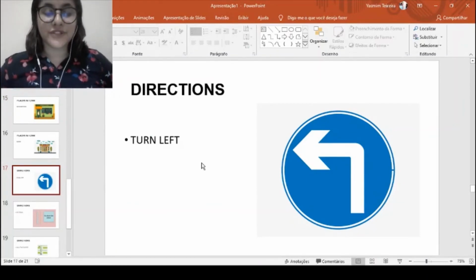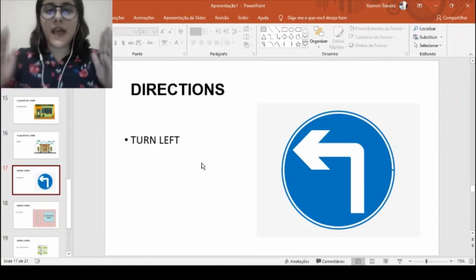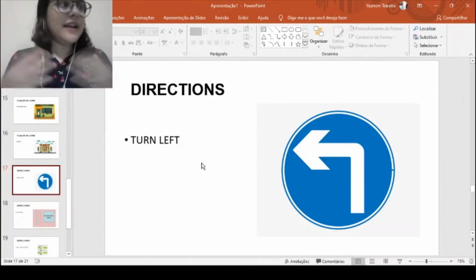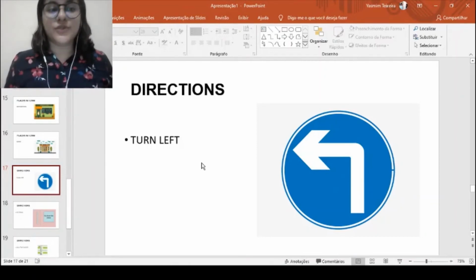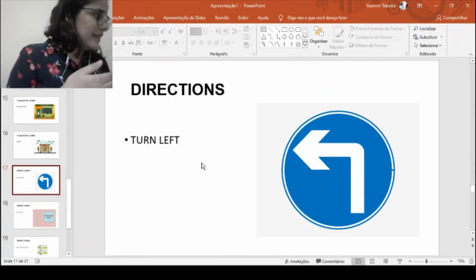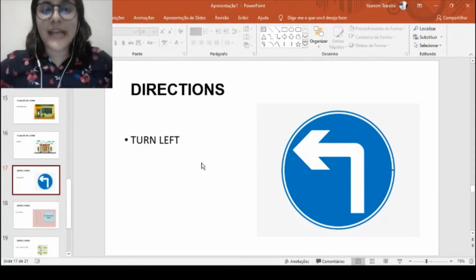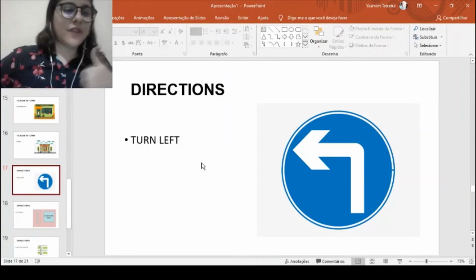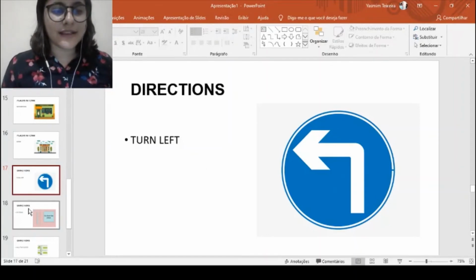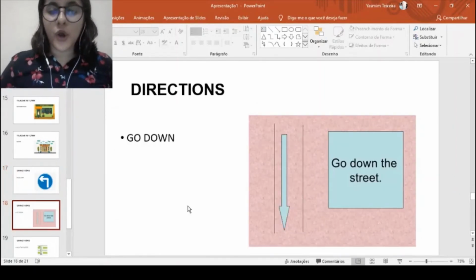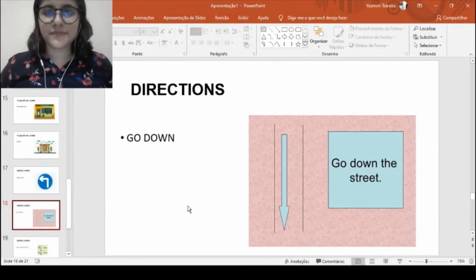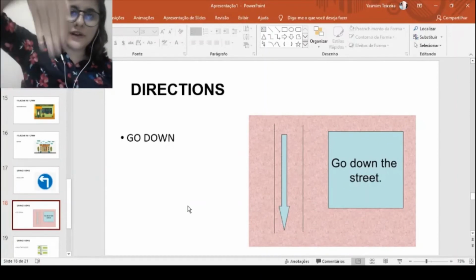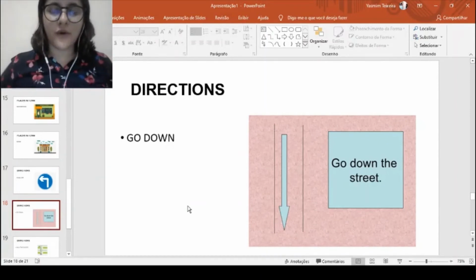Turn left. Left. I'm here. And some person said to go to the bank, you need to turn left. Turn left. Let's repeat with me. Turn left. Okay. Next. Go down the street. Let's repeat. Go down. Okay.